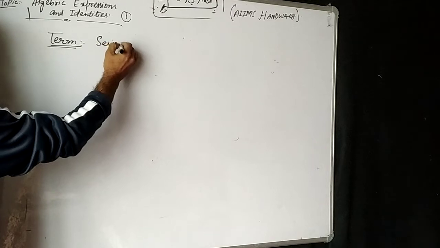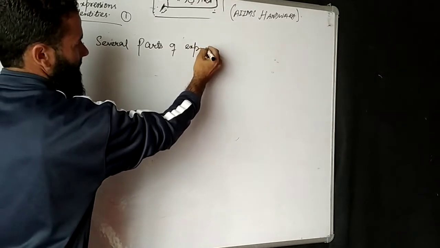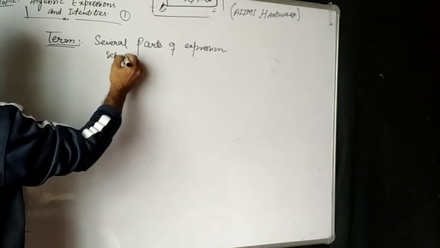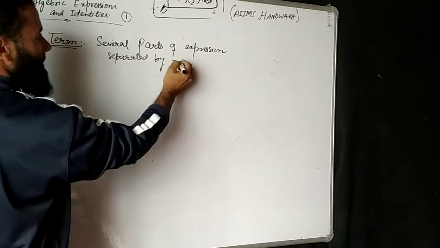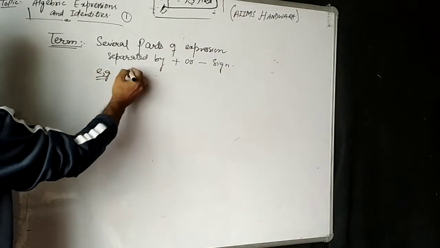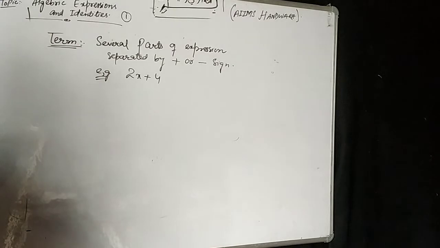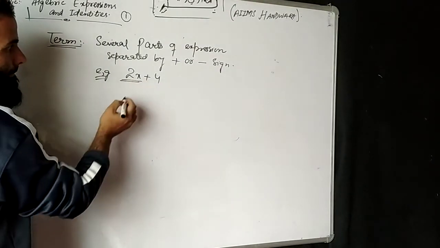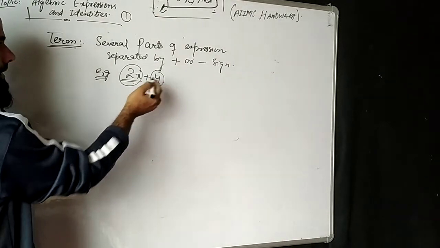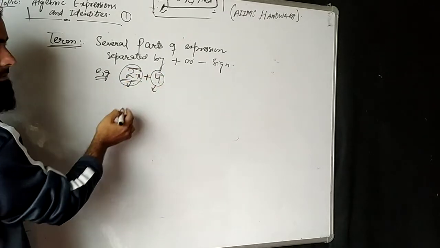Several parts of expression or equation separated by plus or minus sign. For example, this expression 2x plus 4, if we have to tell how many terms are in it, so here 2x is one term and this 4 is another term. These two are separated by plus, so this is one term, this is second term.